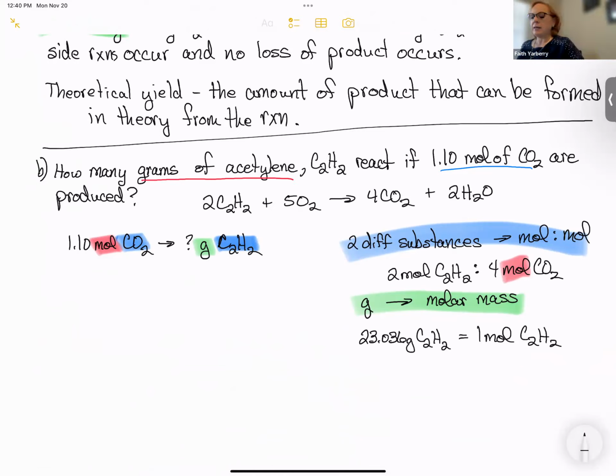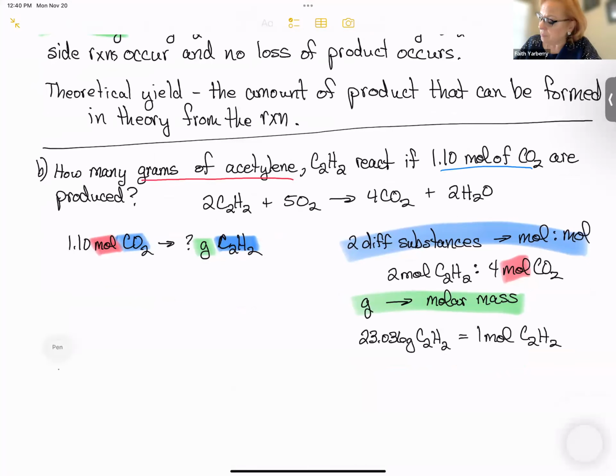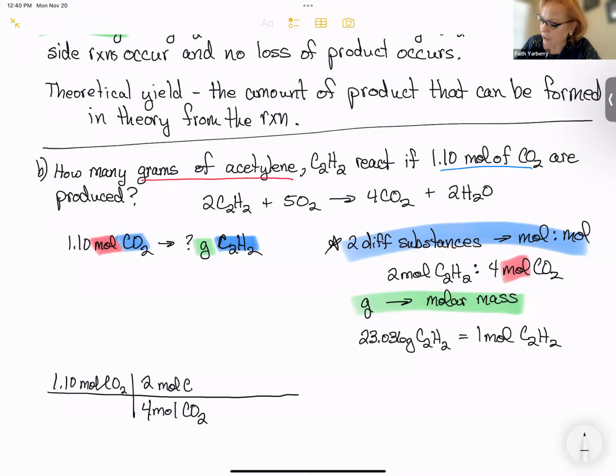So now let's begin doing these calculations. We're going to start with what we were given, which is the 1.10 moles of CO2. We're going to need a conversion factor that has moles of CO2 in it, so we're going to use our first conversion factor. In that ratio, the 4 moles of CO2 will go in the denominator, while the 2 moles of C2H2 go in the numerator.